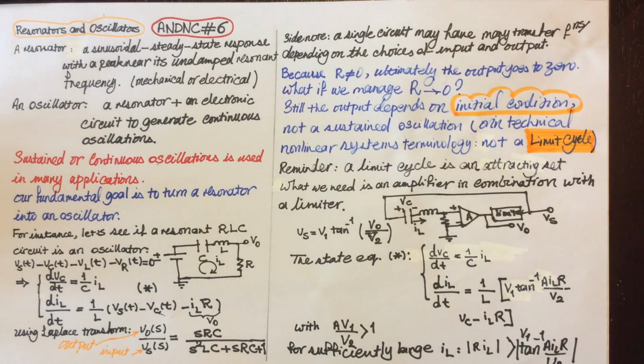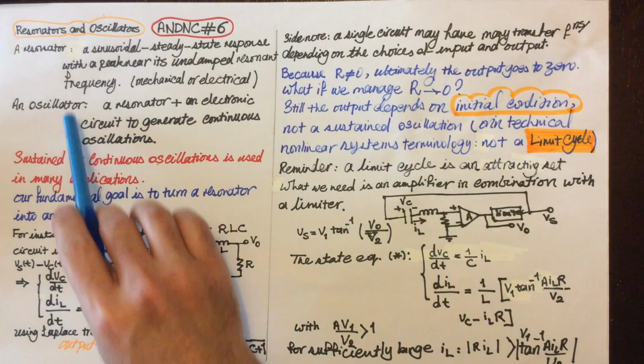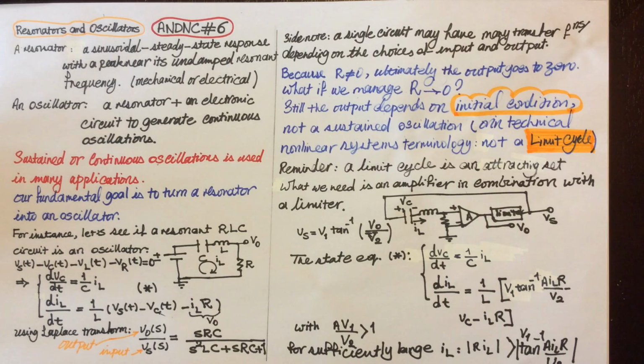So we have two things. Let's separate resonators from oscillators. Let's call our micromechanical component a resonator, meaning that we have a sinusoidal, for example, steady state response with a peak near its resonance. But this is an undamped system, and in reality we have damping. So this response is not a stable, sustained response. It decays with time.